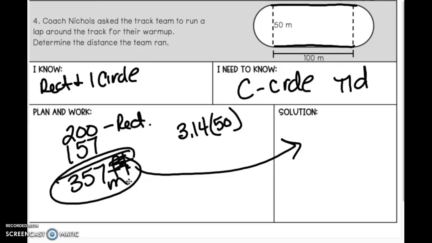And that is how you use composite figures to do some problem solving.